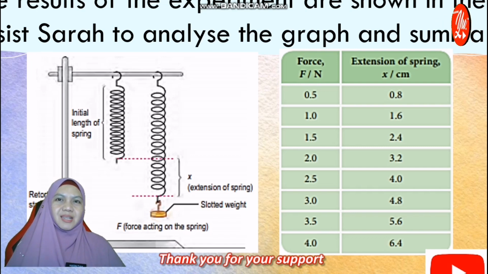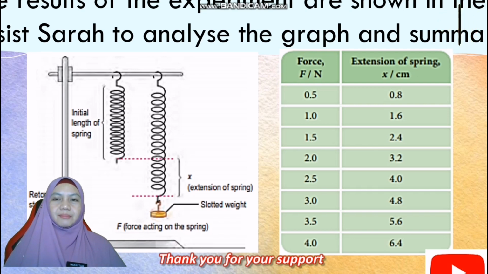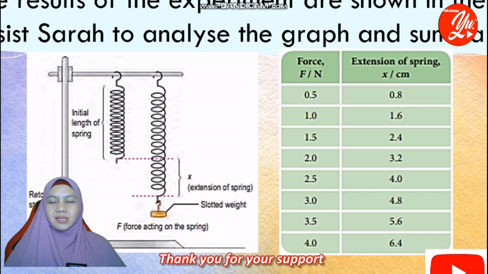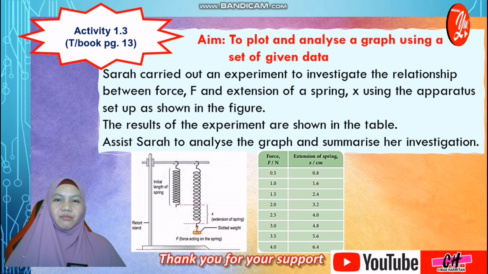What does extension mean? Very good. Extension is the difference between the final length and the initial length of the spring. From the table of results, she begins with a force of 0.5 Newton, giving an extension of 0.8 centimeter. She increases the force up to 1 and finally to 4 Newton, and the extension also increases from 0.8 to 1.6 and finally to 6.4. So what are the questions that follow?